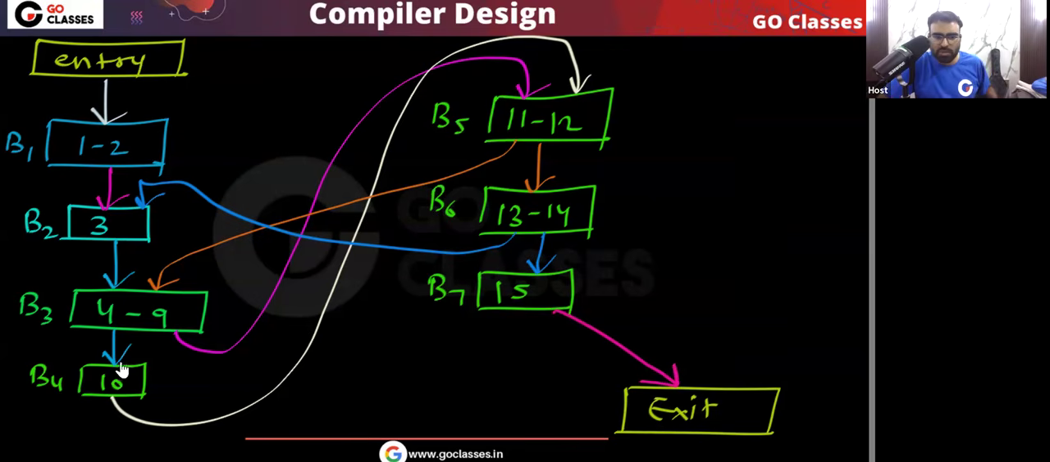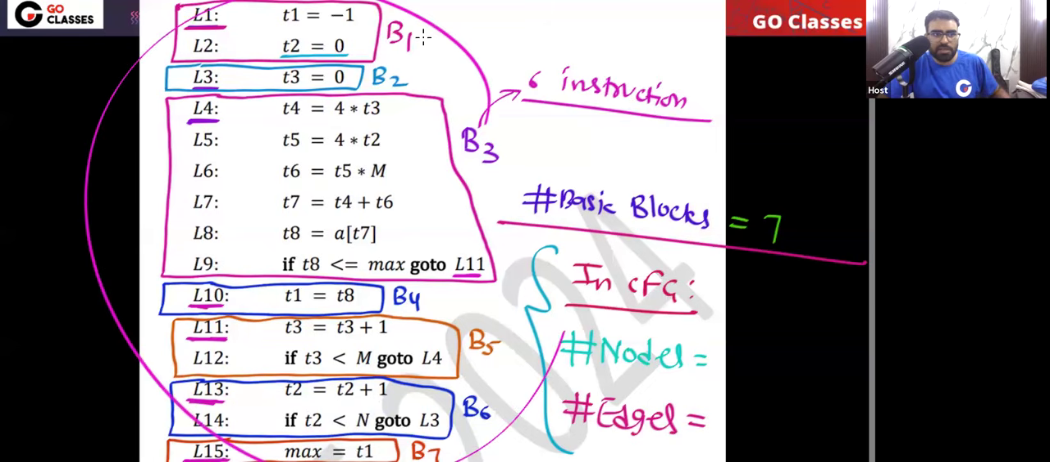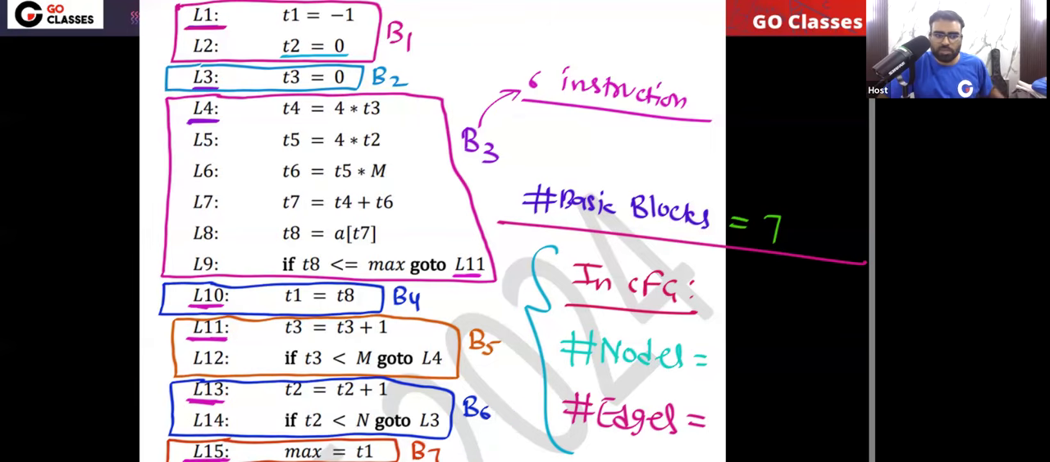One more thing I want to ask you. In this whole program, tell me from which basic blocks we can go to the exit node, or which are the instructions from where we can exit. You can notice L15 is the only instruction from where we can exit, because these are normal non-jump instructions. From this instruction you will go to the next instruction, so you cannot exit.